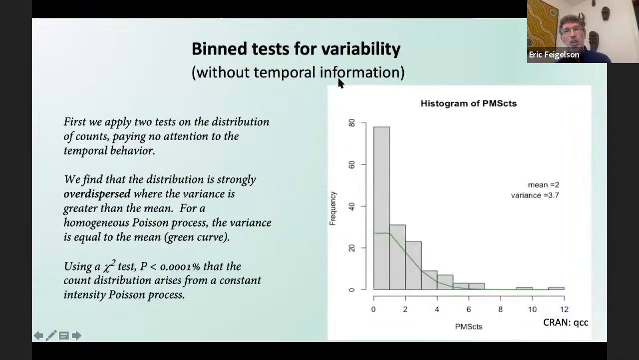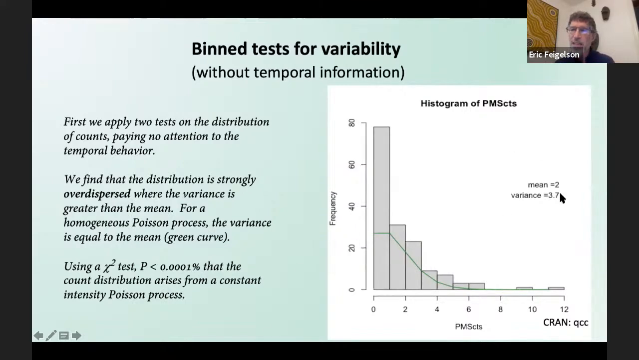Well, now let's not even use the temporal information, but just ask how many of the bins have 0 or 1 or 2 or 3 or 4 counts, whatever, and one of them has 12 counts. Okay. And we can just ask, is this distribution consistent with a homogeneous Poisson process? And there it is, the green curve is the prediction of a homogeneous process. And the answer is no, it's not consistent at all. There are too many zeros and too many 12s, and it's just the wrong shape. So there actually is a classic chi-square test for this, and it's highly sensitive that the count distribution is inconsistent with a constant Poisson process.